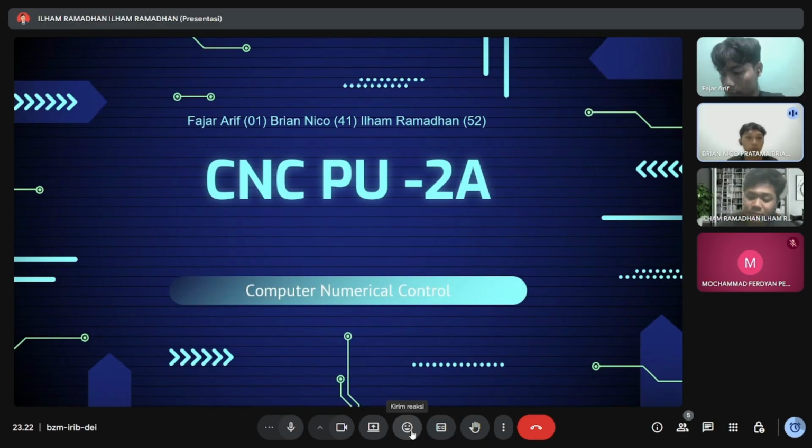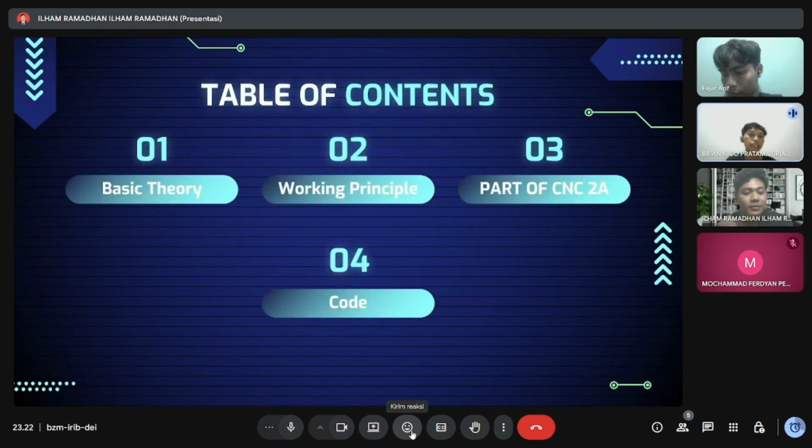Today, we are going to present a topic about computer numerical control, specifically the CNC production unit two-axis lathe machine. Here is the table of contents of our presentation. We will start with the basic theory of CNC machine, followed by the working principle of the CNC production unit two-axis, the parts of the CNC production unit two-axis, and finally the CNC code system.